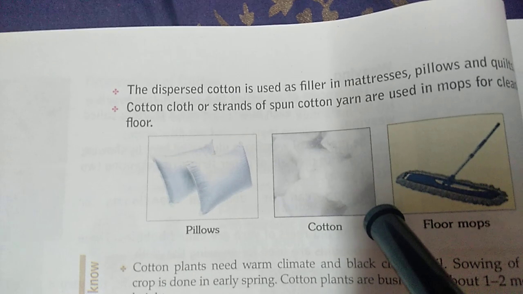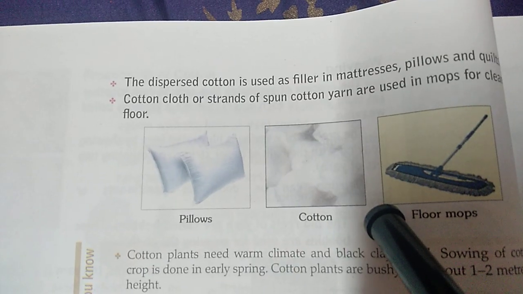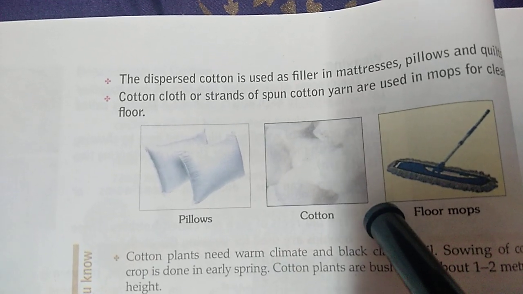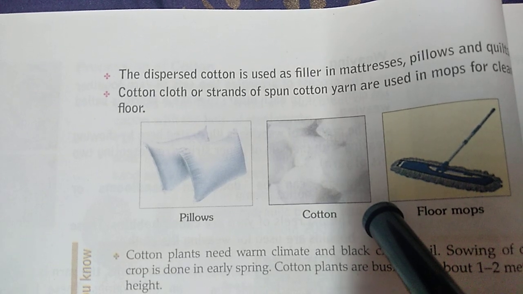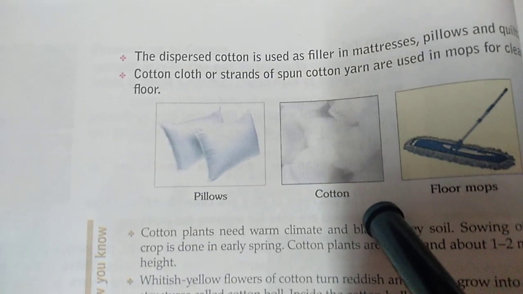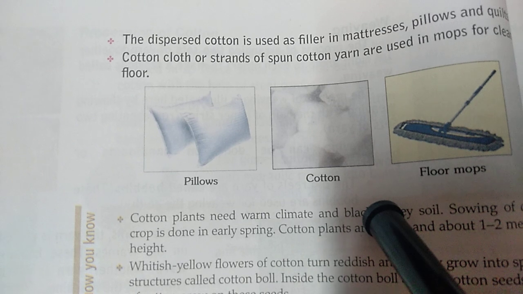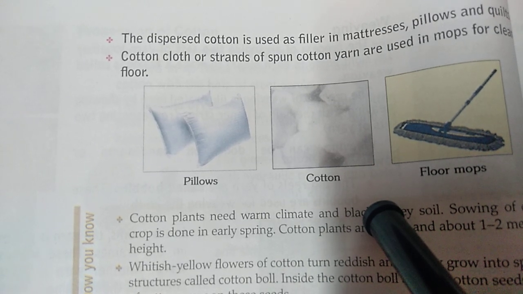Dispersed cotton means low quality or whatever leftover cotton is there, that is used to fill mattresses and pillows, and it is also used for making mops, just to clean the floor.